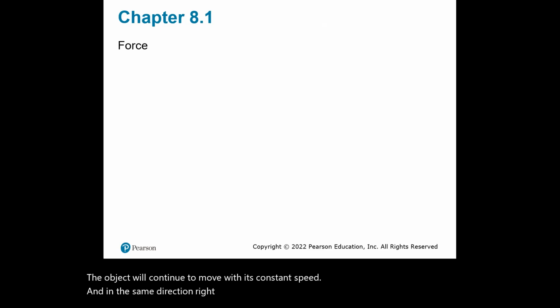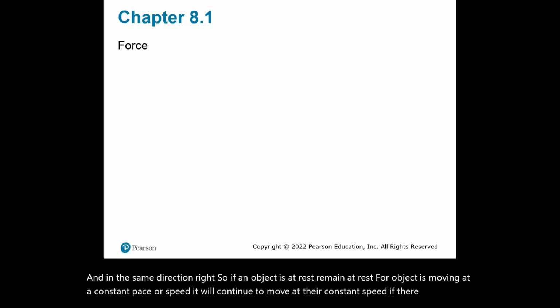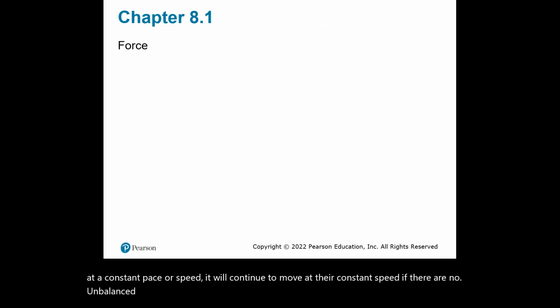So if an object is at rest, it remains at rest. If an object is moving at a constant pace or speed, it will continue to move at that constant speed if there are no unbalanced forces acting on it. Newton's second law.